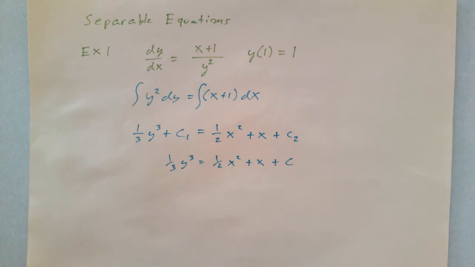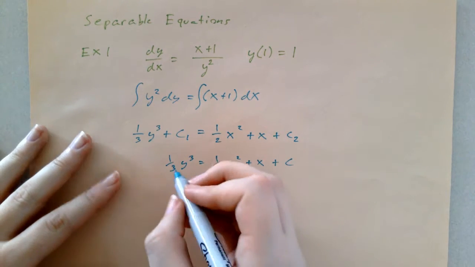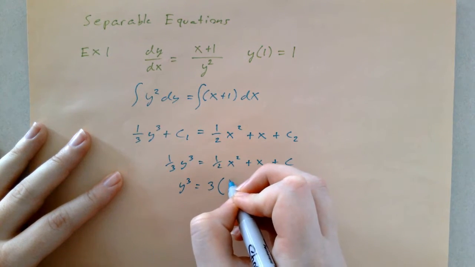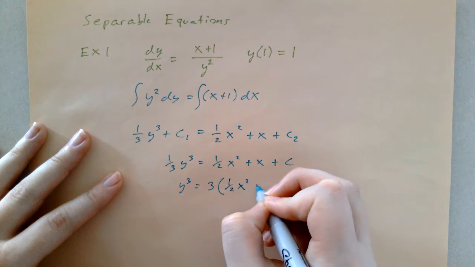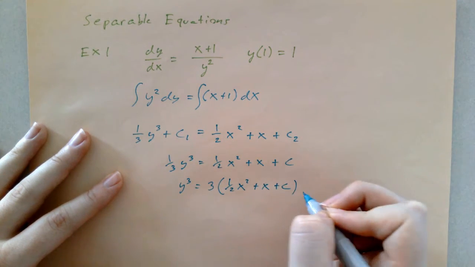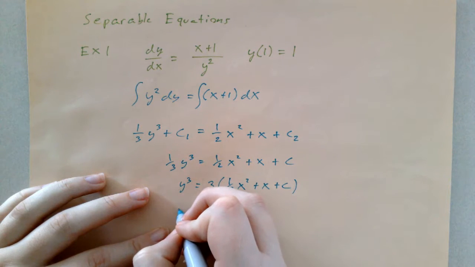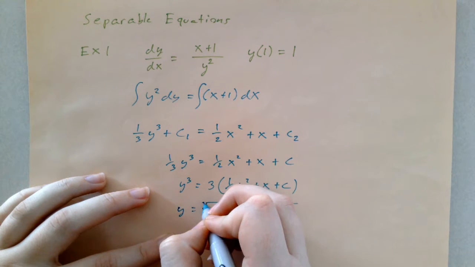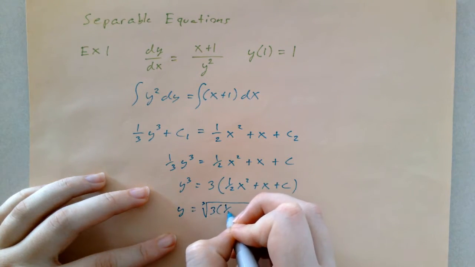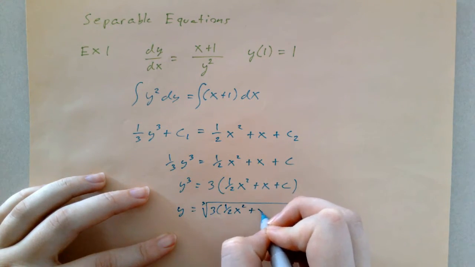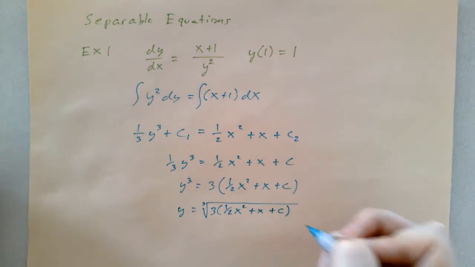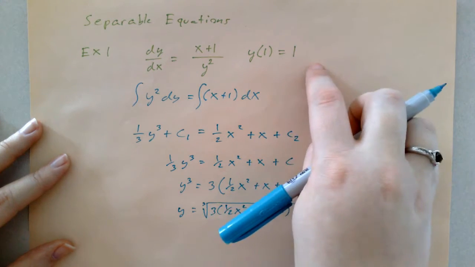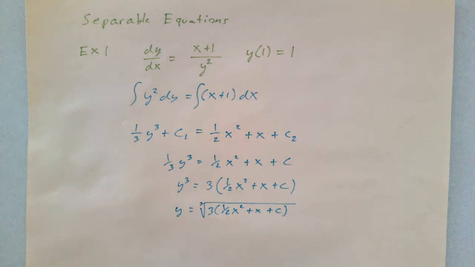Now it's time to isolate y. So we can start by saying that y cubed is equal to 3 times all of this stuff, which is 1/2 x squared plus x plus c. And then we have to take the cube root. So y equals the cube root of 3 times 1/2 x squared plus x plus c. In this particular problem, we were told that y of 1 is 1, so we can use that information to solve for the actual value of c.